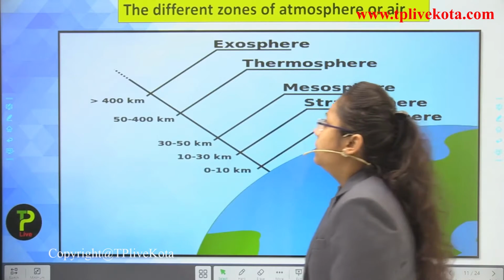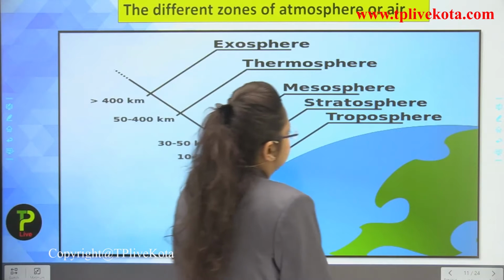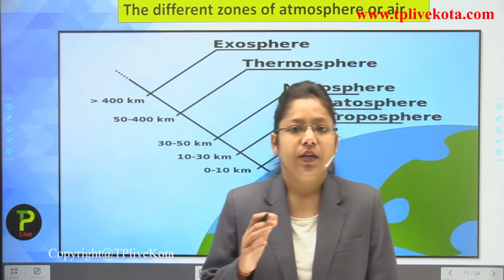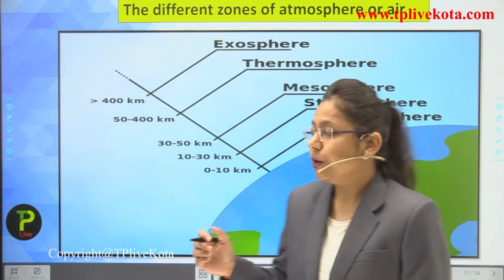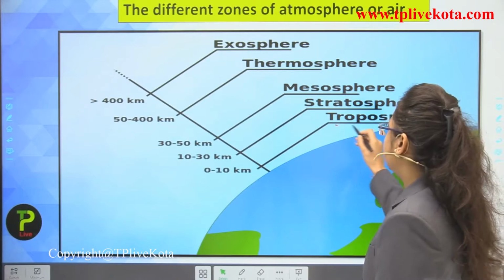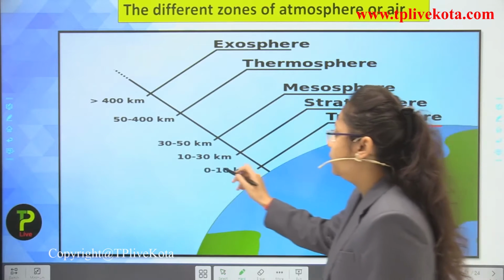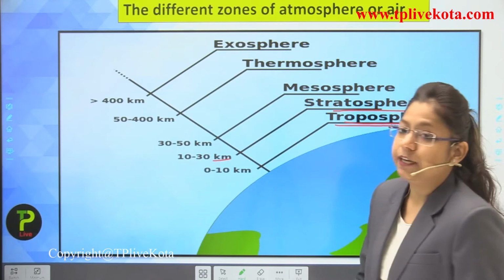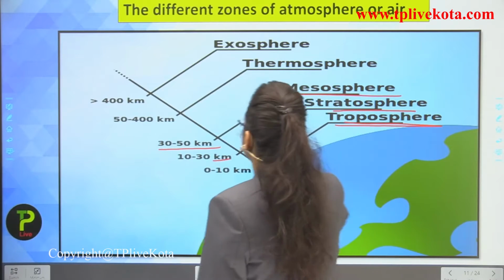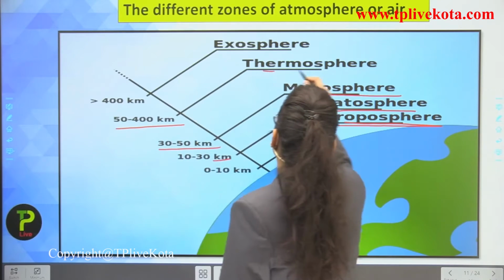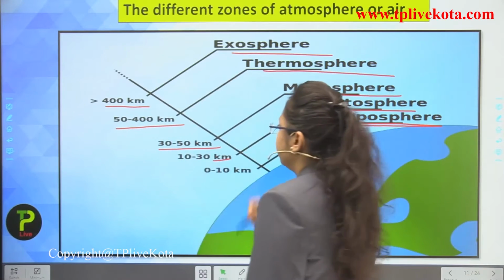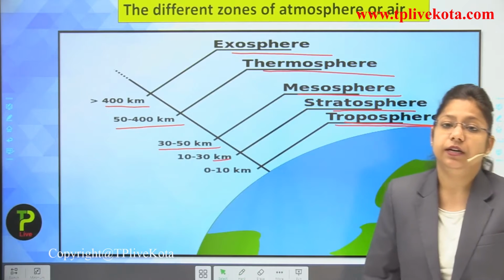Okay, now there are different zones of the atmosphere or air which we have read through a very short video lecture. So different layers of the atmosphere, as I told you. We can say that up to 10 to 12 kilometers the troposphere is present, then from 10 to 30 kilometers the stratosphere is present, the second layer of the atmosphere. Then the third layer, 30 to 50 kilometers above, is the mesosphere, then 50 to 400 kilometers above is the thermosphere, and above this, about 700 kilometers above, the exosphere, which is the last layer of the atmosphere.